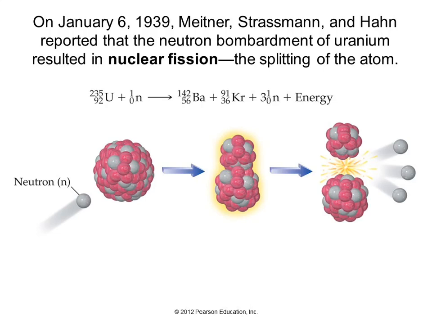So most of this natural radioactive emission is an unstable nucleus falling apart and emitting particles all by itself. In nuclear fission, we're taking particles and bombarding a larger nucleus, and we're splitting. This is splitting the atom. So they were able to take a uranium atom and split it into barium, krypton, and a tremendous amount of energy.